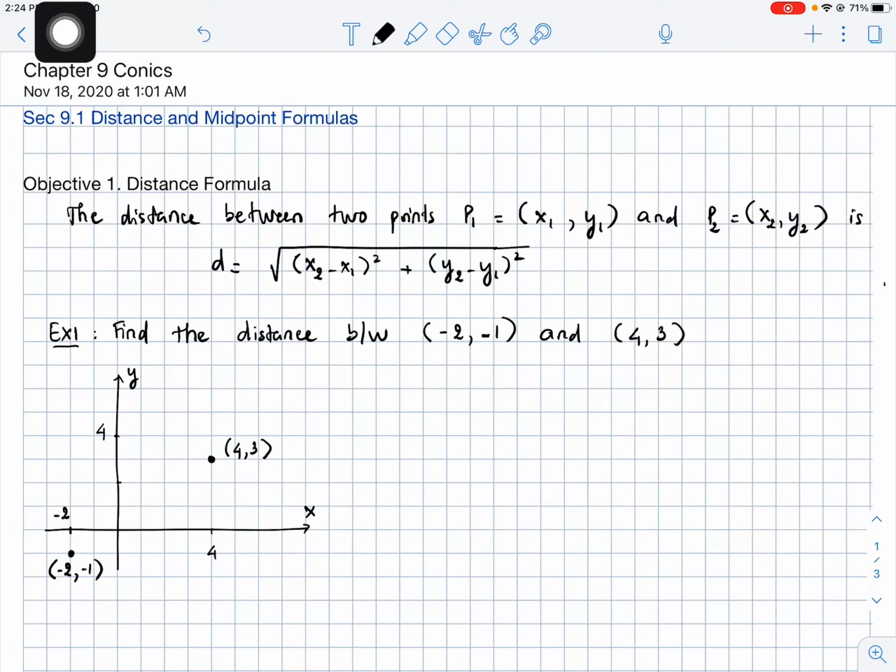Section 9.1 Distance and Midpoint Formulas. Objective number 1: Distance Formula. We have the distance formula given 2 points.